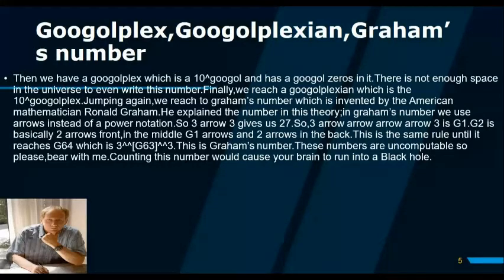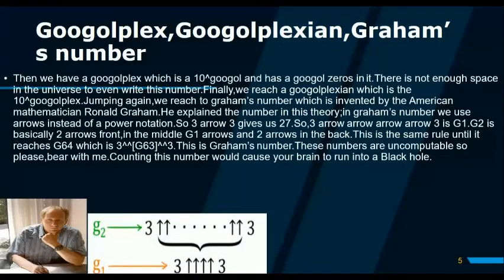This is the same rule until it reaches G64, which is 3 to the power of 3 to the power of 3 to the power of 3, and then G64 arrows, and 3 to the power of 3 to the power of 3. This is Graham's number. These numbers are uncomputable, so please bear with me. Counting this number would cause your brain to run into a black hole.